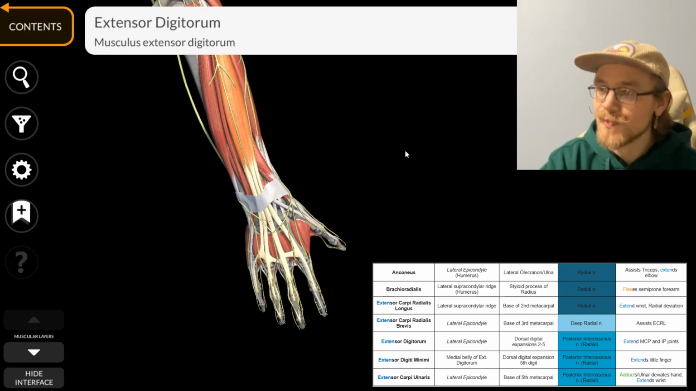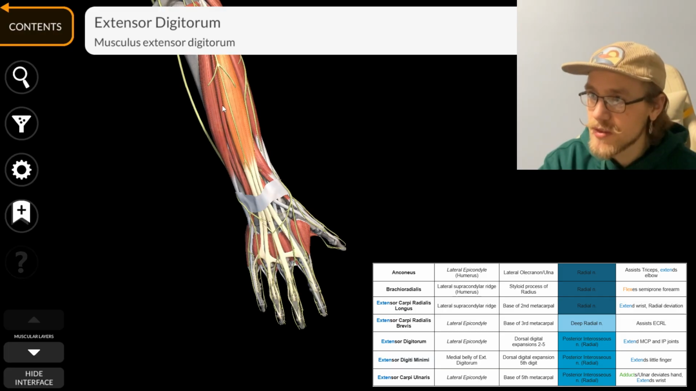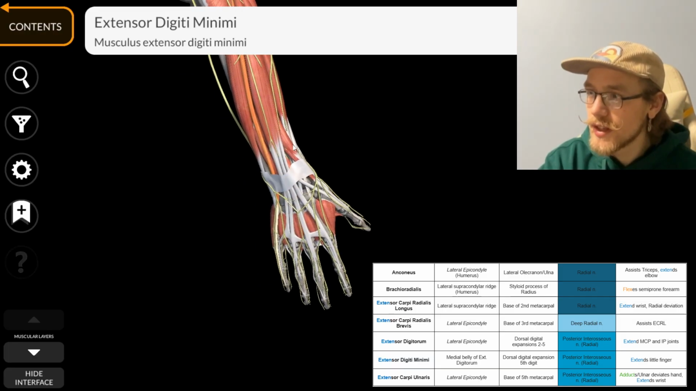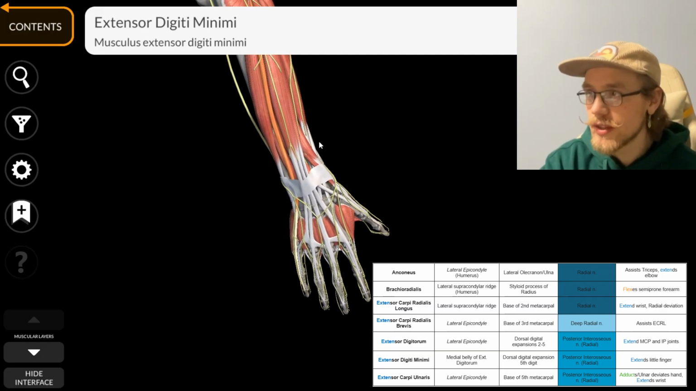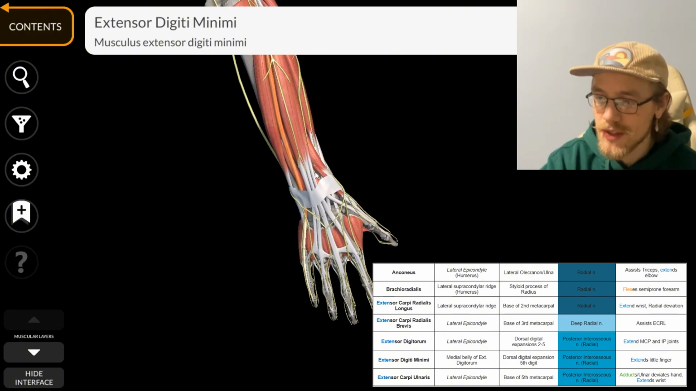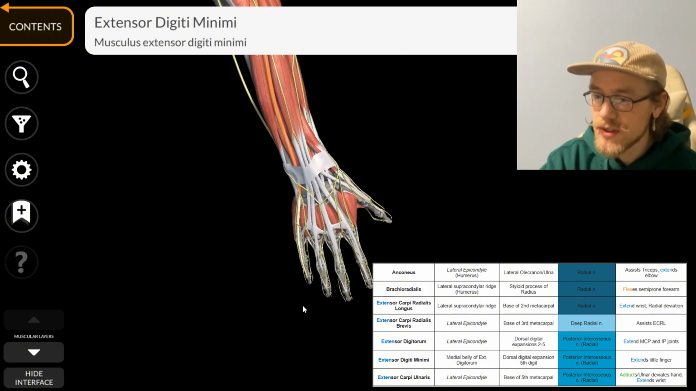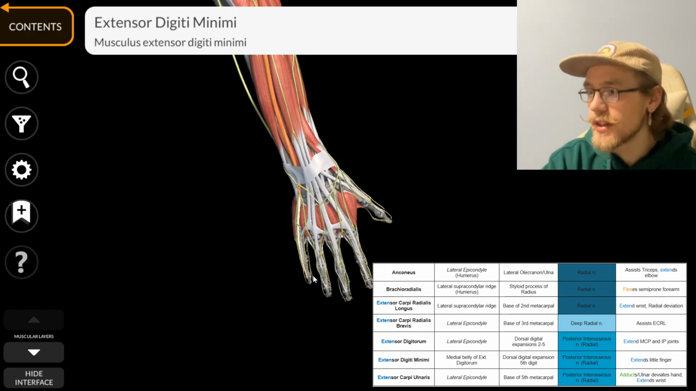But you'll notice that the little pinky is being left out, and that's because he gets his own extensor. Extensor digiti minimi comes from the medial belly of the extensor digitorum, so it kind of comes from the same spot, also connects to there. That's going to go into the fifth digital expansion, so just kind of the whole finger there. That's going to be the posterior interosseous nerve, which is an offshoot of the radial, and it's going to extend your pinky, your little finger there.